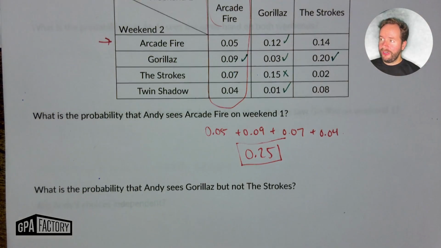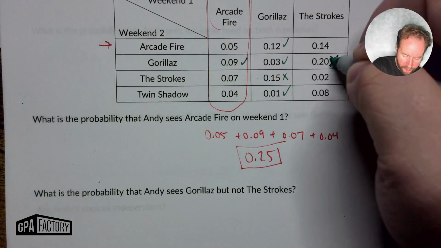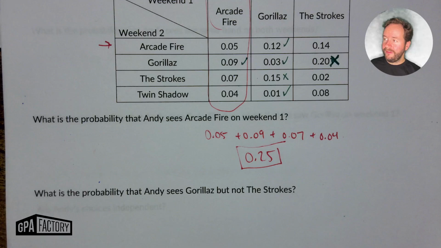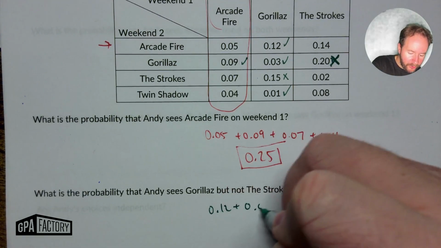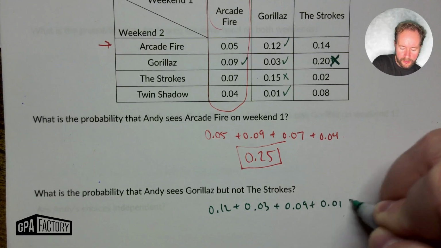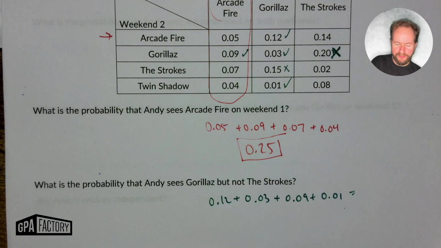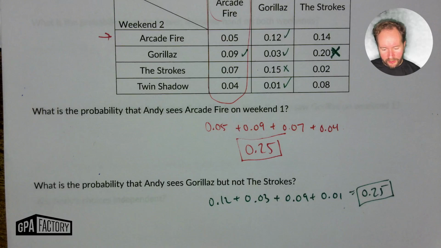So everything I have a check next to, oh, sorry, no. Whoa, that's an X, that's the Strokes. I can't count that either. So the only things I have a check next to, remember, it's Gorillaz but not the Strokes. So looking at this table, I've got 0.12, 0.03, 0.09, and 0.01. This adds up to be 0.25 again. Kind of odd that happened. I did not intend for that to happen, but I think I got 0.25 again. 12 and 3 is 15, plus 10 is 25. Yeah, how about it? 25% again.